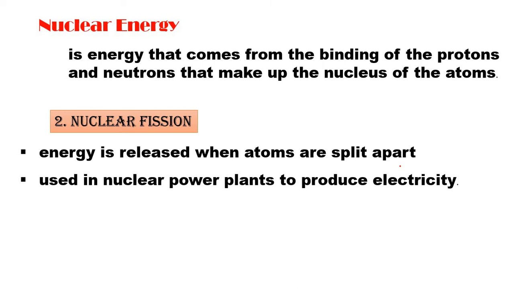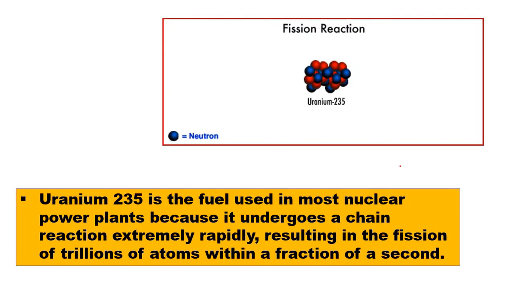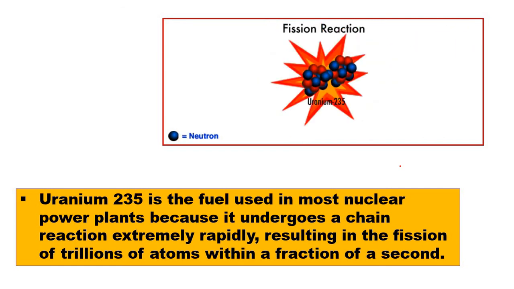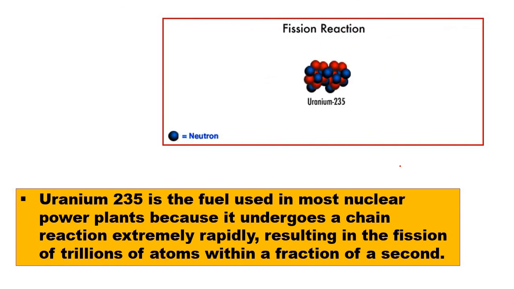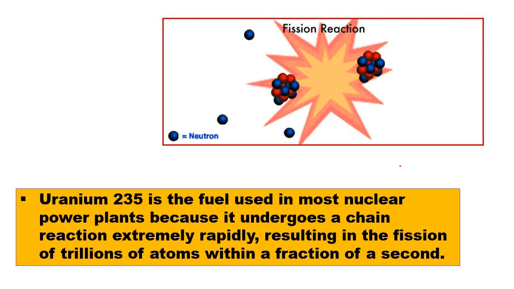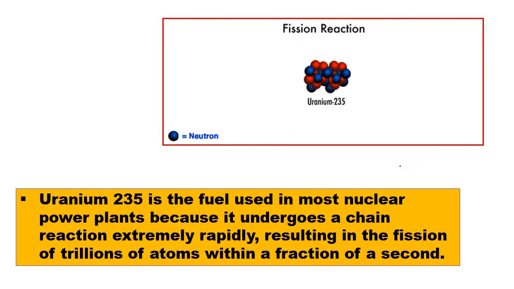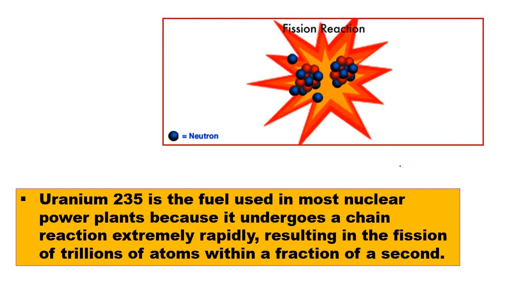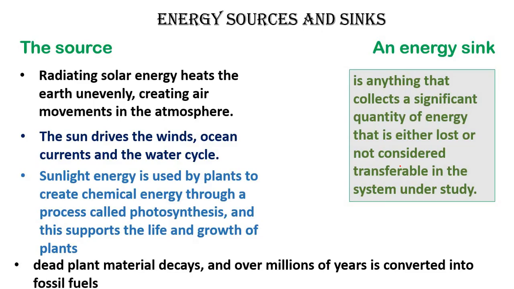So this kind of nuclear energy produced from nuclear fission is used to produce electricity. This is the fission reaction, the splitting of atoms. Like in uranium 235, we use it to produce electricity after going through a chain of reactions, very rapid, very technical, and it will produce a massive amount of energy in a fraction of a second.